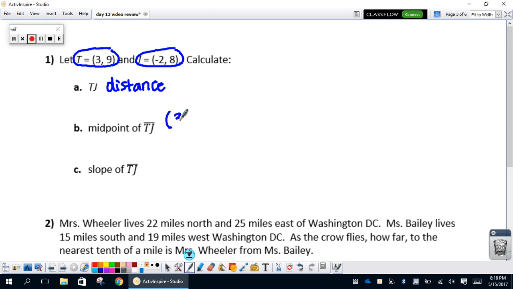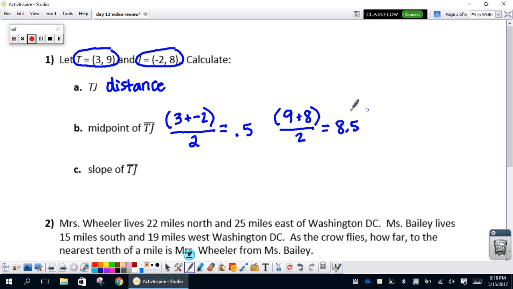So you want to do 3 plus negative 2. And if you put that in parentheses, then you can use your calculator. That equals 3 plus negative 2 is 1. 1 divided by 2 is 0.5. And then you also have 9 plus 8 in parentheses divided by 2. 9 plus 8 is 17. 17 divided by 2 is 8.5. So therefore my midpoint is 0.5, 8.5.